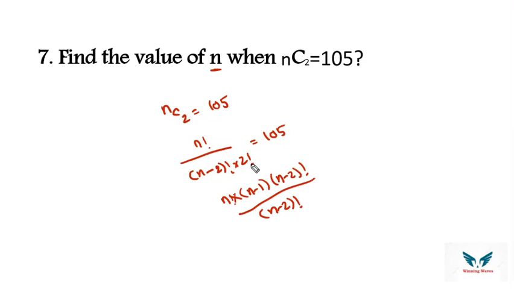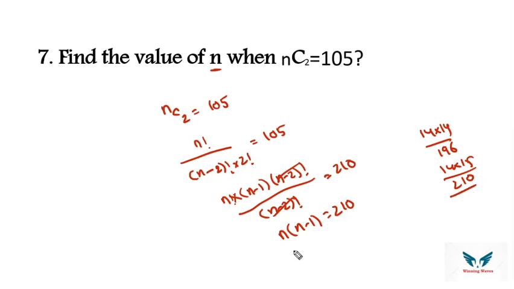So bring this 2 here. 2 factorial means 2. So 105 into 2 means nothing but 210. So n minus 2 factorial gets cancelled. So n into n minus 1 will be 210. So these two should be consecutive numbers. We know that 14 14s are 196 and 14 15s are 210. So you can take n as 15 and n minus 1 as 14, so the value of n will be 15, right?